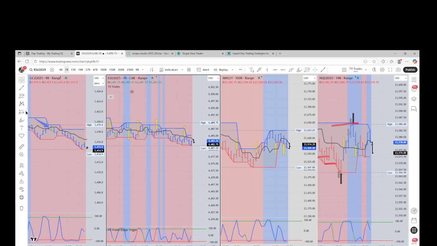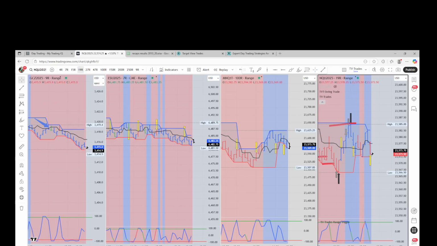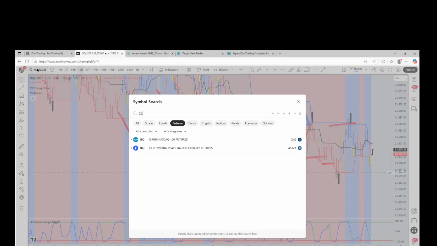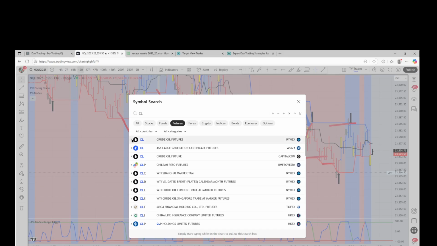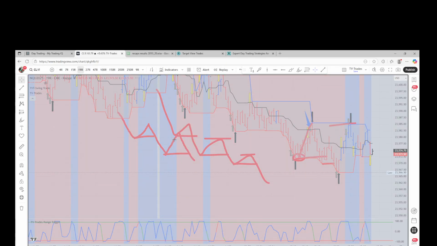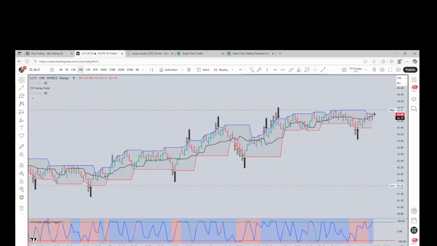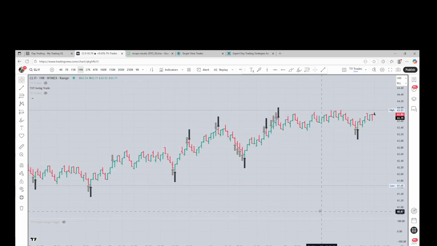Alright, let's look at crude on the 19 range, because you want to look at it more of a swing trade thing, right? So we'll look at the leading contract on the 19 range swing trade. Let's get rid of the TV trades background and the trigger so you're not distracted. Sure, Jeff. And this is what it looks like here.